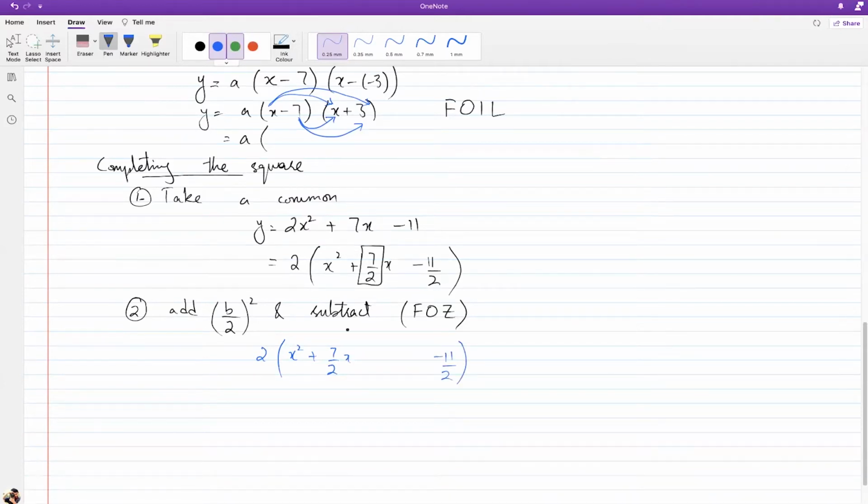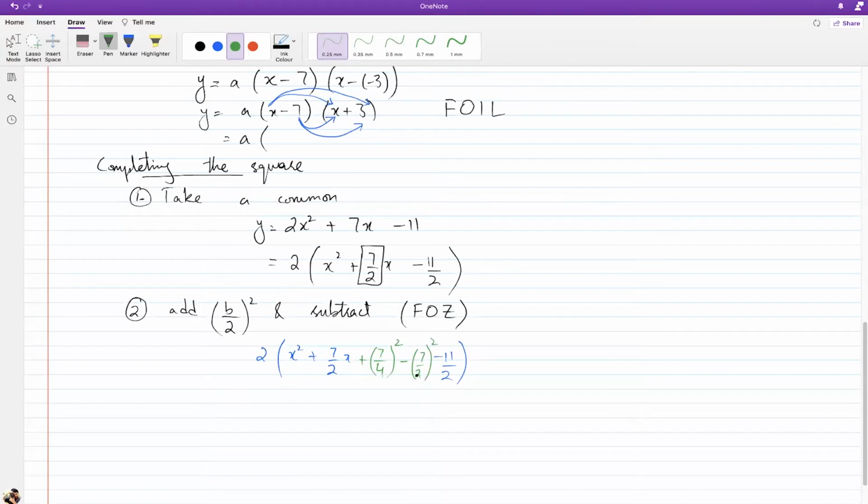So what I'm going to add is I'm going to add 7 by 2 ka half. What is that? This is b, 7 by 2. What is 7 by 2's half? It is 7 by 4. I add this, square it, and I subtract this and square it.